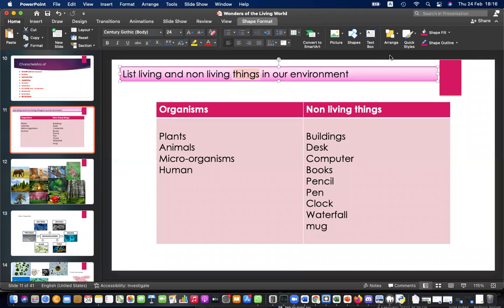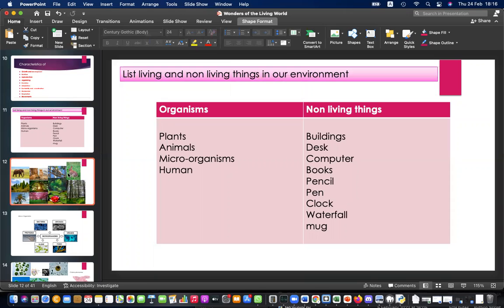I have a small question. What are microorganisms? Do you know microorganisms, or have you seen them? No? Okay. Microorganisms are very tiny, small organisms which you cannot see with your naked eye. Using your naked eye, you can't see them. Those are called microorganisms.